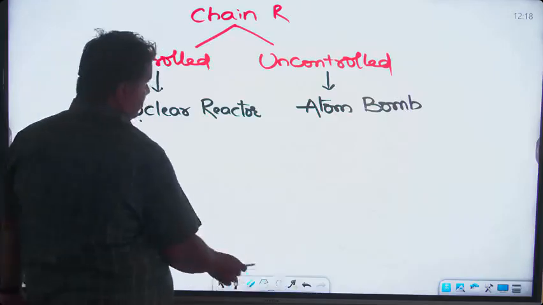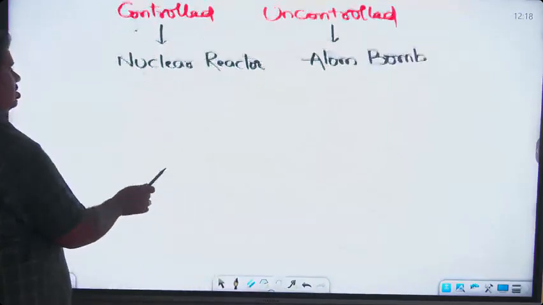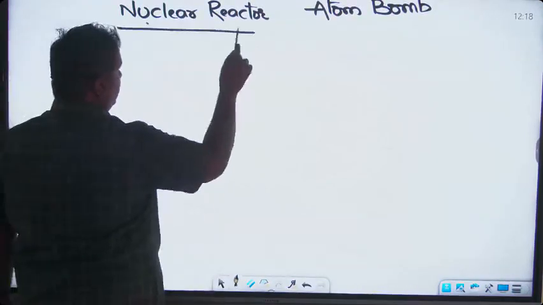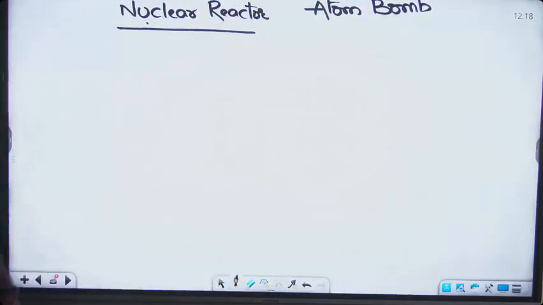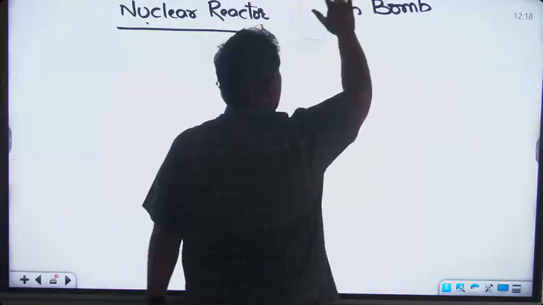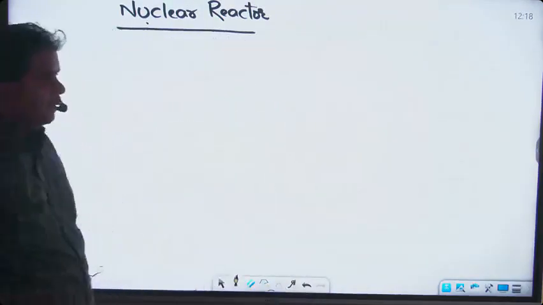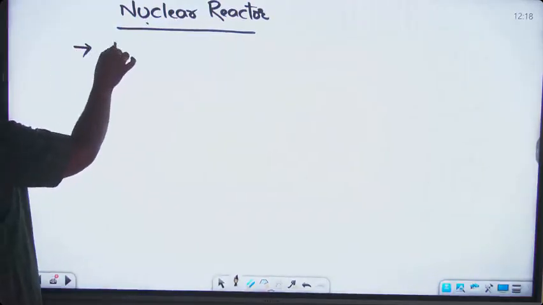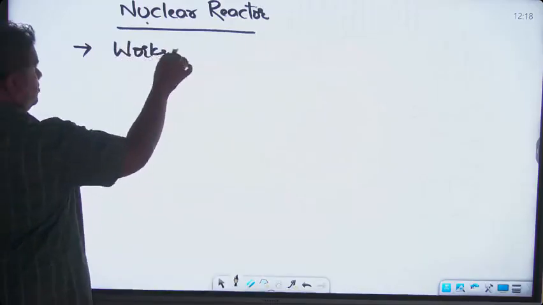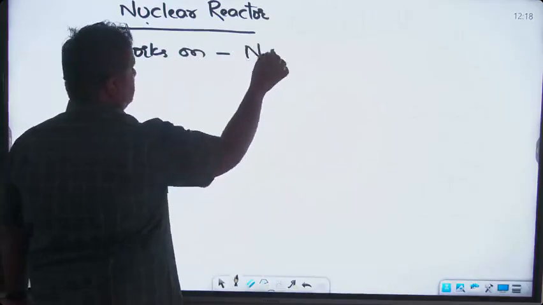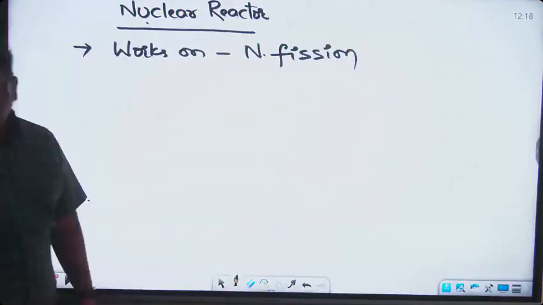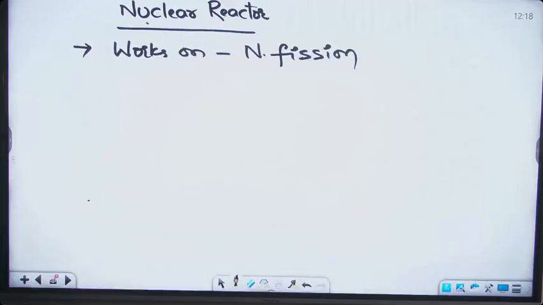So uncontrolled chain reaction example: atom bomb. Controlled chain reaction example: nuclear reactor. Then give the heading nuclear reactor. Nuclear reactor works on the principle of nuclear fission.